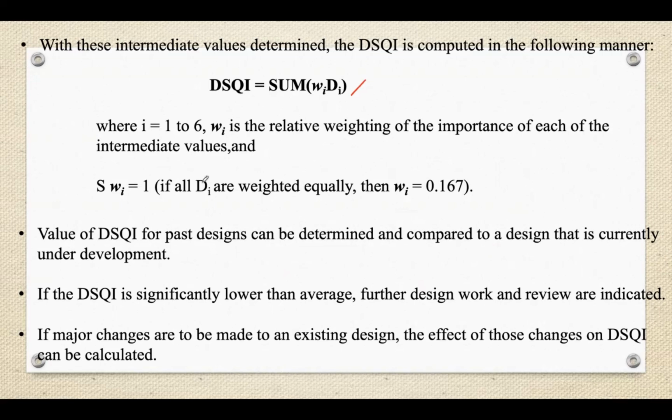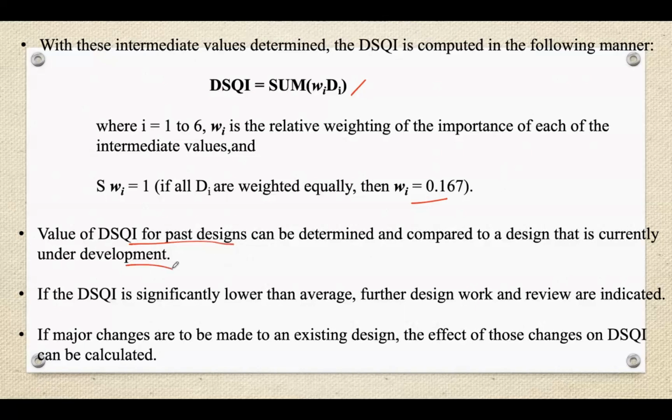Say if the weight was not given in the question, or if they mention that all these intermediate values are weighted equally, then we need to take this Wi value as 0.167. So if there are no individual weights, then we need to consider all weights as equal, and then Wi becomes 0.167. The value of DSQI for past designs can be determined, and they can be compared to a design that is currently under development.